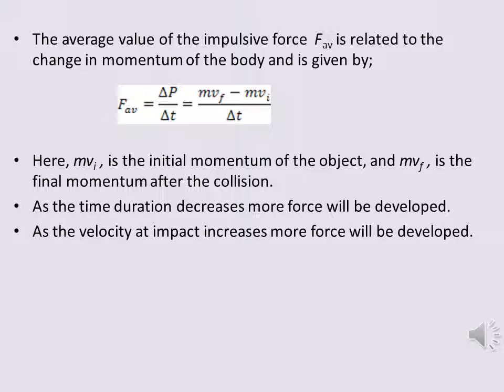The average value of the impulsive force, F average, is related to the change in momentum, delta p, and is given by the ratio of delta p over the time period, delta t, as in the equation. In the equation, mv is the initial momentum of the object, and mvf is the final momentum after the collision. As the time duration decreases, more force will be developed. As the velocity at impact increases, more force will be developed.